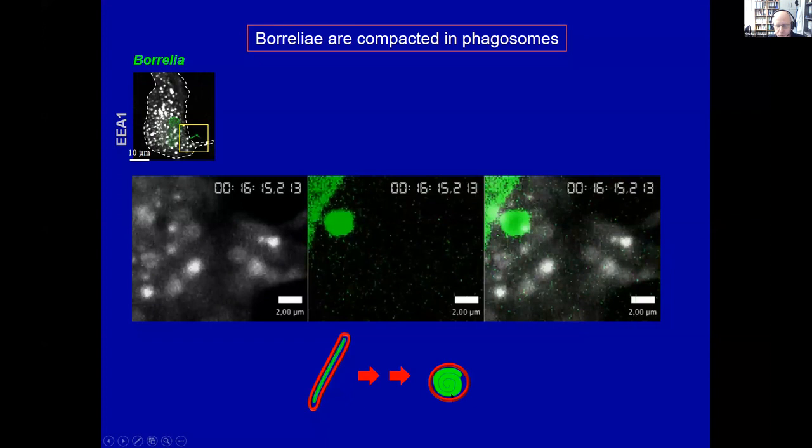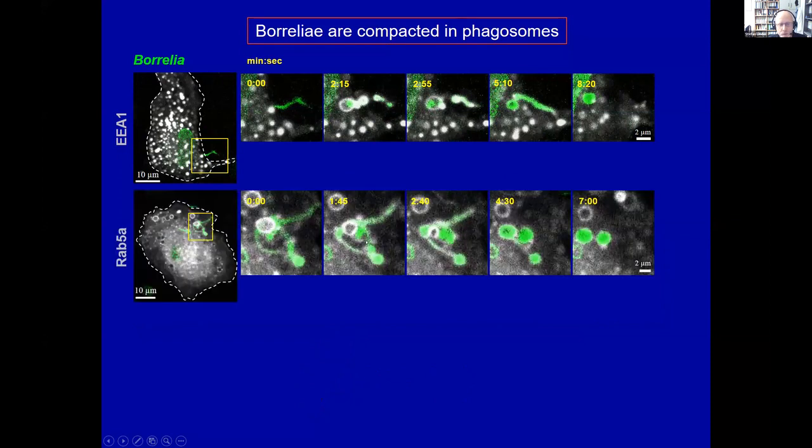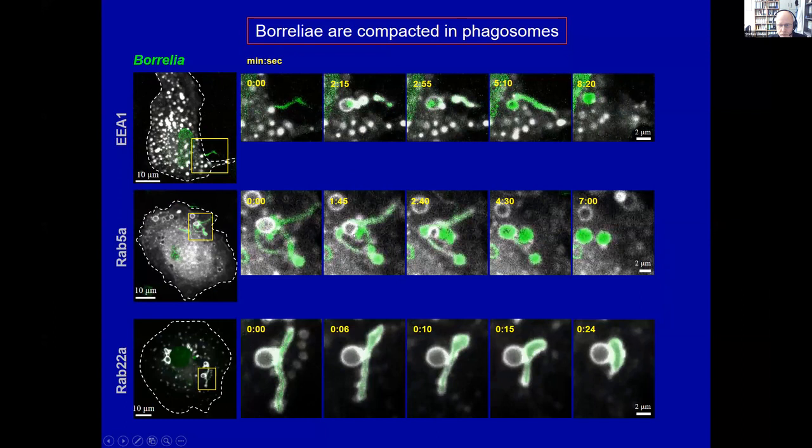So if no compaction happens, and for example, the Borrelia lose their phagosomal coat, they're also not degraded internally. So what are the mechanisms that actually drive the compaction of the Borrelia phagosomes? And just to illustrate this point again, here you see the elongated spirochete. It's being taken up in this phagosome that's positive for EEA1, and this is also positive for RAB5. And also you can see nicely here that this is positive for RAB22A, and it gets progressively compacted.